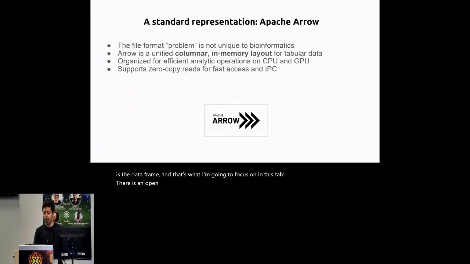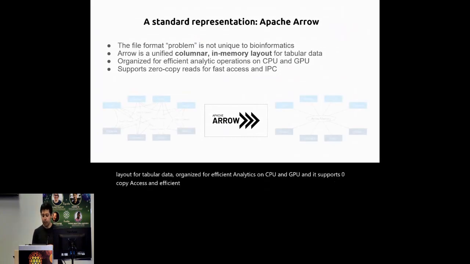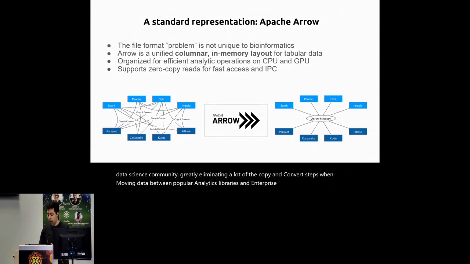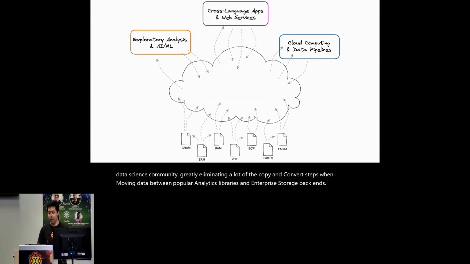It's called Apache Arrow. Arrow is a columnar in-memory layout for tabular data, organized for efficient analytics on CPU and GPU, and it supports zero-copy access and efficient inter-process communication. It has been adopted in the broader data science community, greatly eliminating a lot of the copy and convert steps when moving data between popular analytics libraries and enterprise storage backends. So in my lab, our goal was to see if it would be possible to bring this standard into genomics.